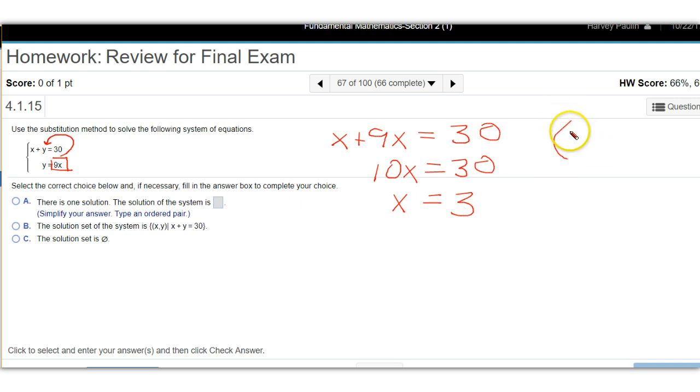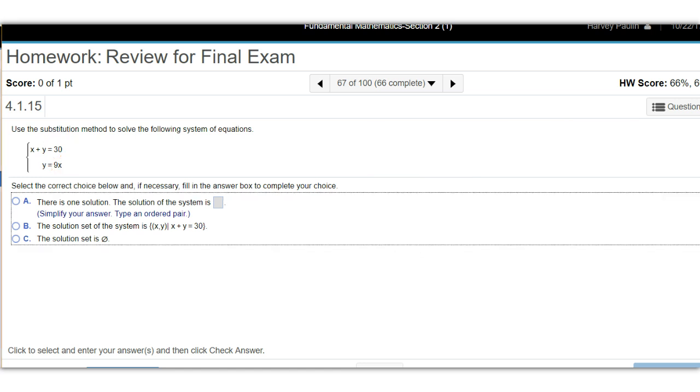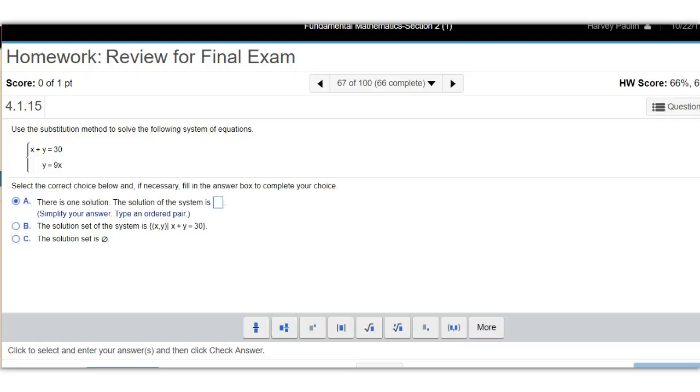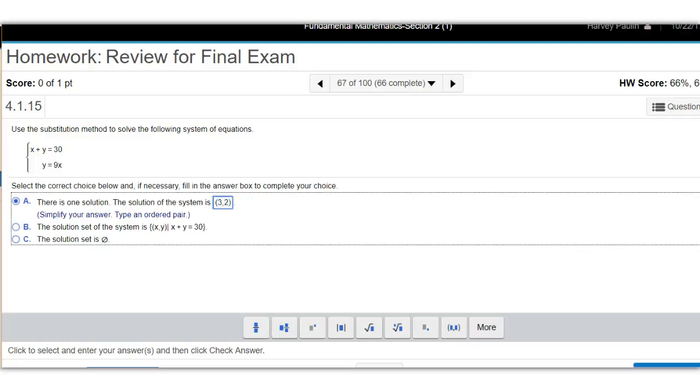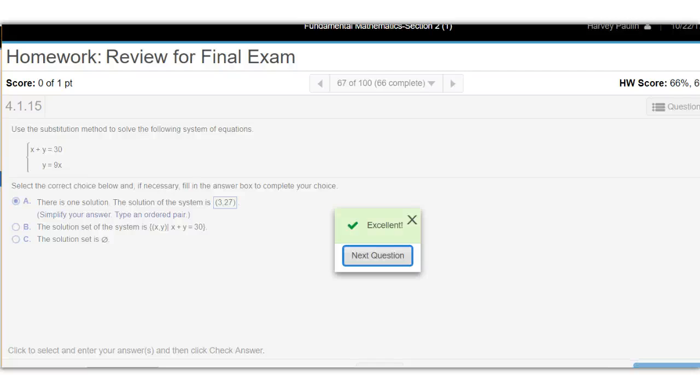So we have one of our members of our ordered pair. Now the next thing is to find out what y is. Well, we said y is 9x. Well, 9 times 3 is 27. And that should be our ordered pair. So we'll enter this as 3, 27. And we check our answer here. And we have that one right.